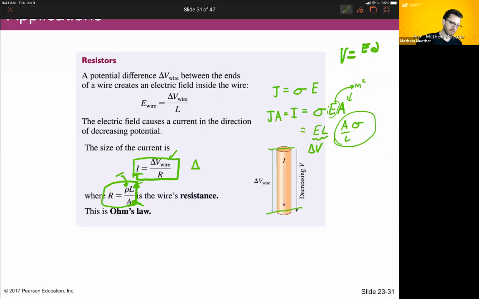I can also turn this around and say delta V, the potential difference, is equal to IR. So if I can measure the current flowing through something and I know the resistance, I can tell you what the potential difference is across that object. Okay, so we're going to play with these ideas as we wrap up the slides in this chapter, and we're going to play with Ohm's law extensively in the next chapter.